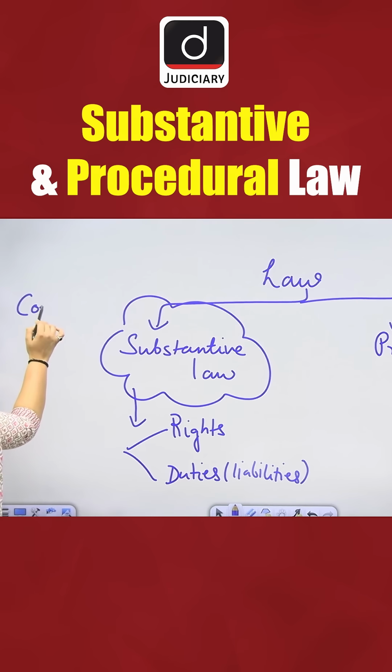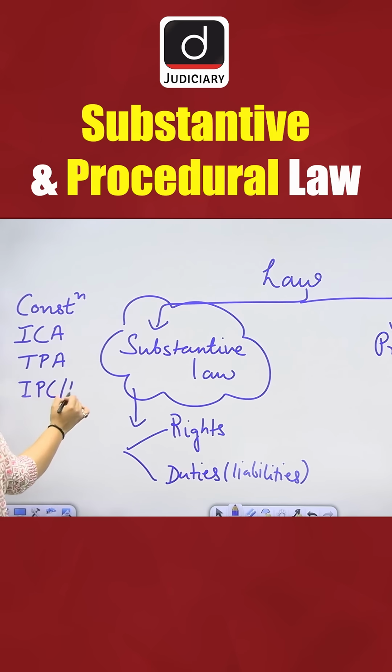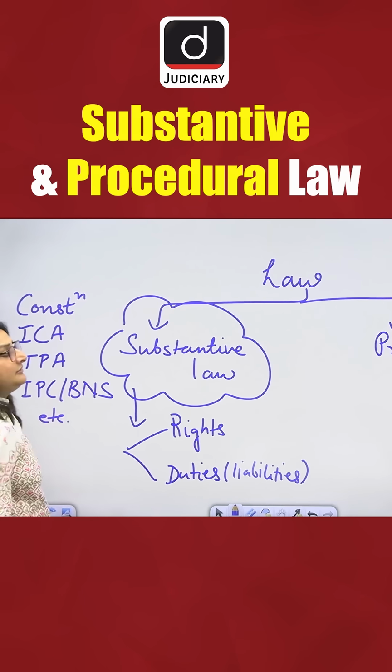Our grand norm, which is the supreme law of the land of India, the Constitution of India, is an example of substantive law. Indian Contract Act, TPA, IPC and the corresponding BNS. These are the examples of substantive law.